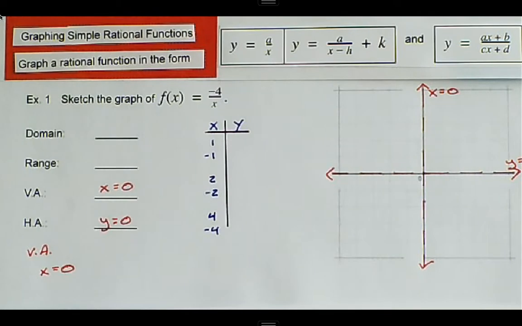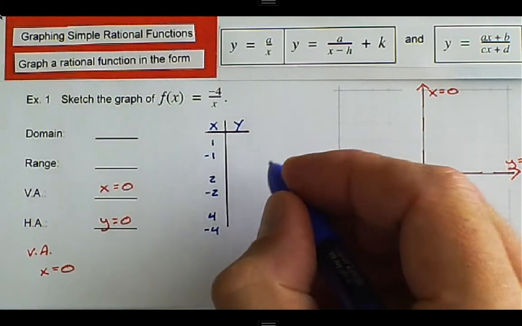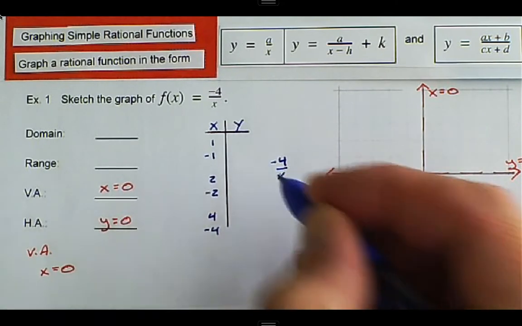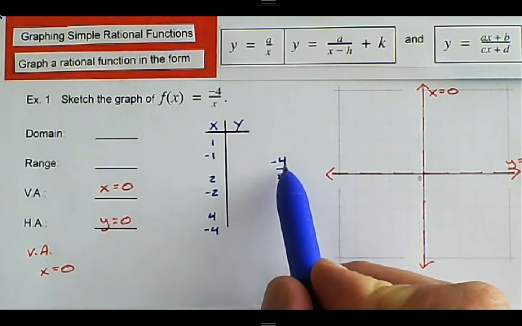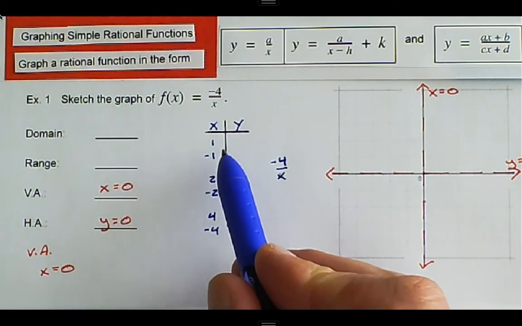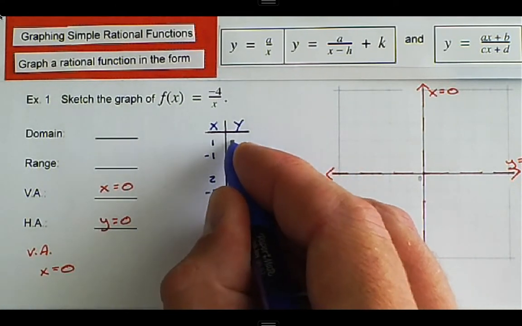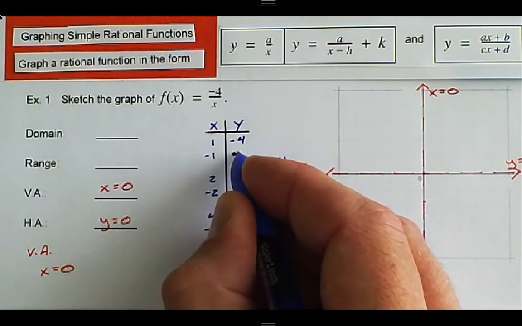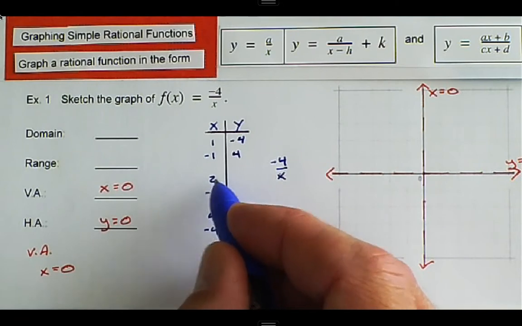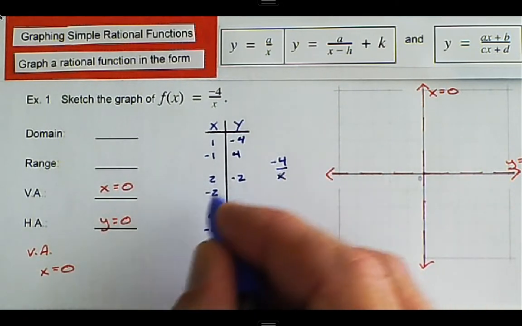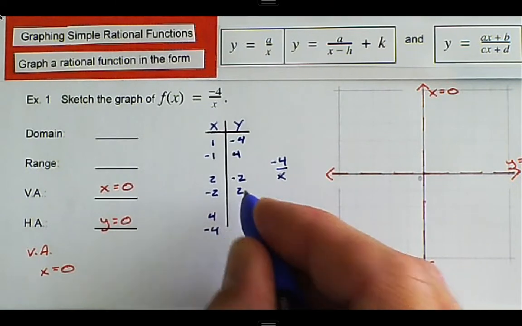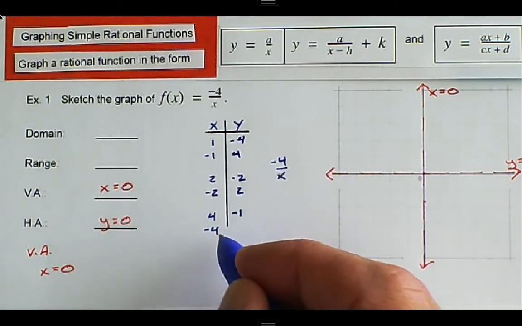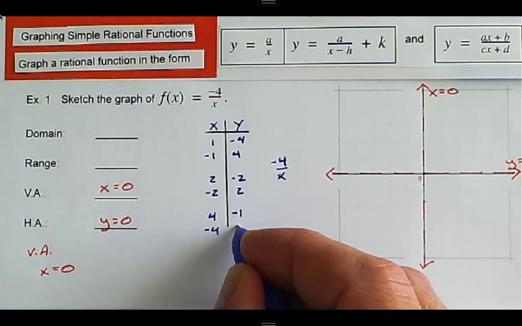So all those points will work, and basically we're going to just substitute them into the function for x, where we're going to say -4 divided by x. So -4 divided by 1 is -4. And -4 divided by -1 is 4. -4 divided by 2 is -2. -4 divided by -2 is 2. -4 divided by 4 is -1. And -4 divided by -4 is 1.